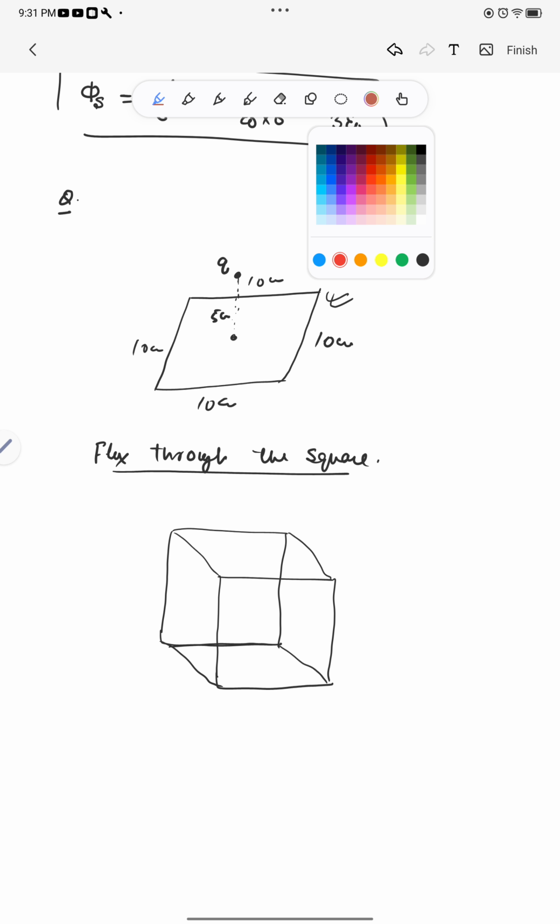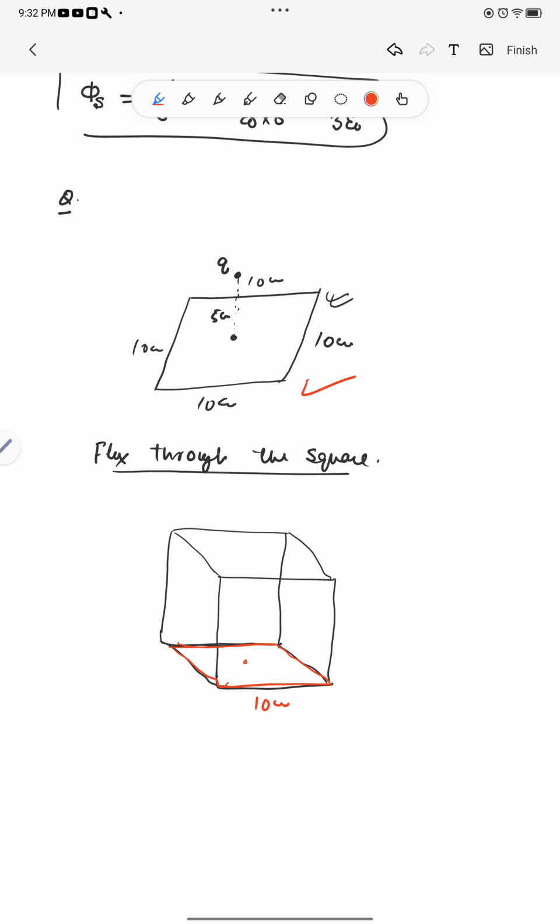Let's say this is the given square through which we want to calculate the flux. And above this square, the side of this square is how much? 10 centimeter according to the question. And above this square there is a charge q placed at a height of 5 centimeters.